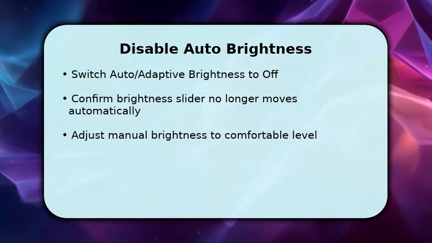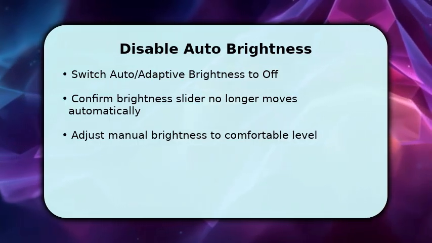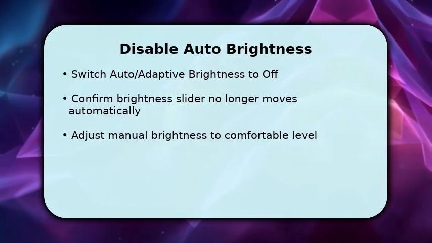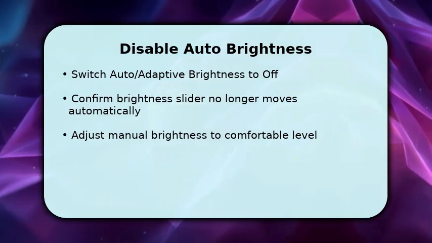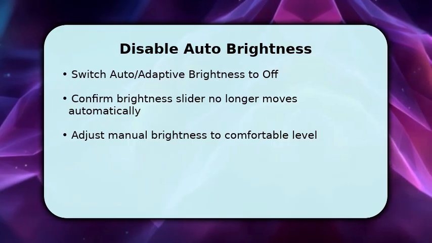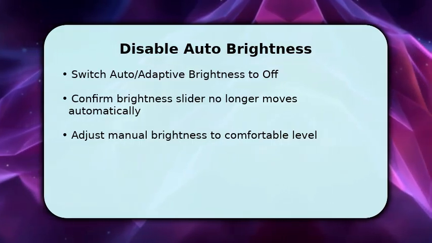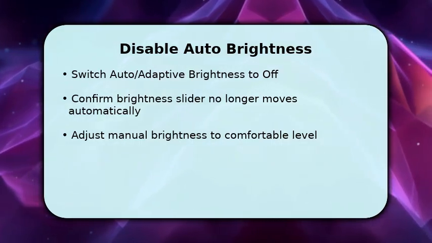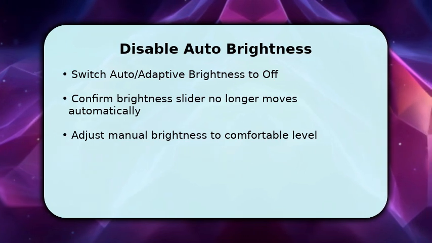If the option re-enables itself, check Power Saver or Display Optimization settings because those can override your choice. Once you set it manually, the system should hold that level until you change it, giving you consistent control and preventing sudden dimming or brightening.